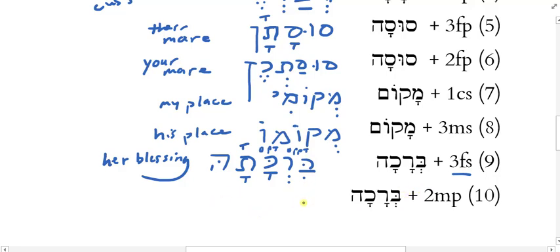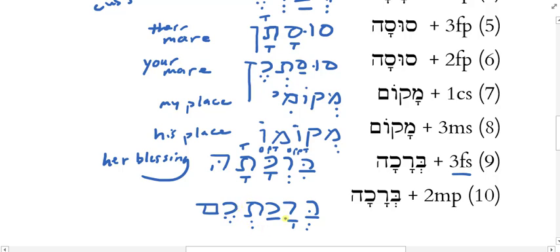Now, the last one is berakha with the 2MP pronoun, y'all's blessing. What am I going to do here? The first thing I have to do is change the ending if it can change, right? Birkat. The blessing of y'all. Now, what's my 2MP pronoun? Khem. So, where's the accent? It's on the khem. So, khem and khen always take the stress. That means that kat needs a silent shiva.